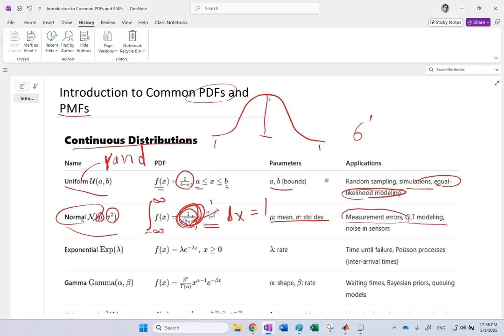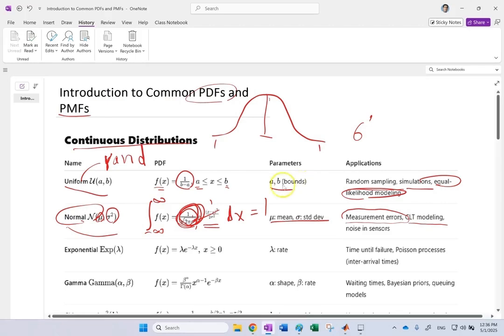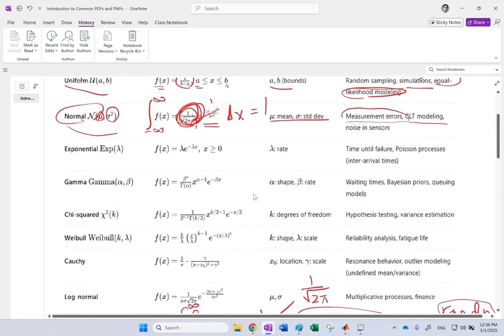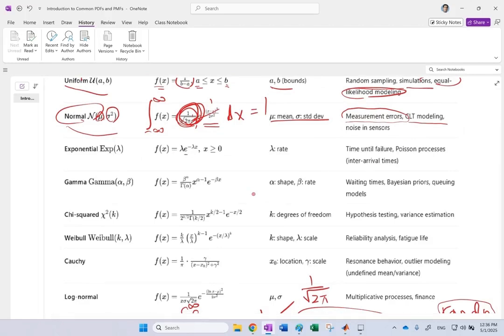But this is one of the most common, if not the most common, distributions that you'll see all over the place. The next one we have is called exponential. Okay, clearly, as the name says, it is an exponential. The only parameter this has is a lambda, which is the rate of this exponential, of course.